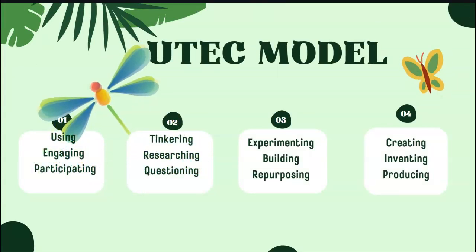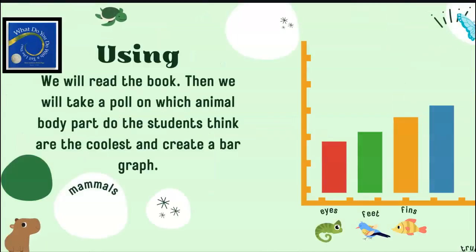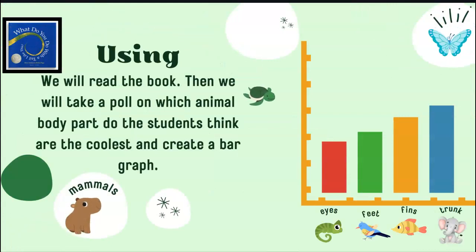So if you'll notice, I have all 4 stages: using and engaging, tinkering, researching, questioning and experimenting, building and repurposing, creating, inventing, and producing. And we will go through each one of those phases. The first one is using.